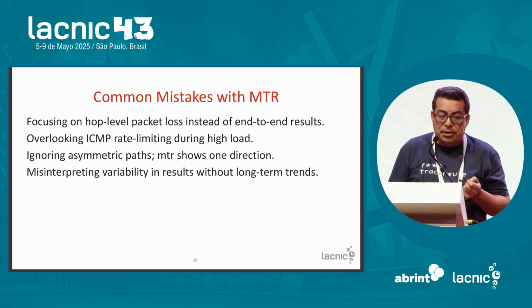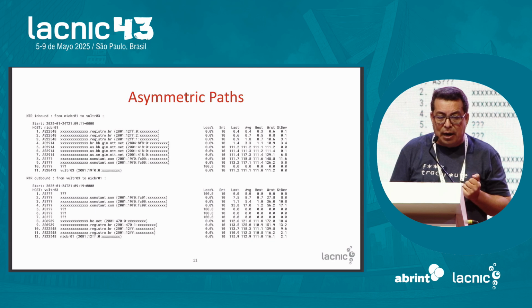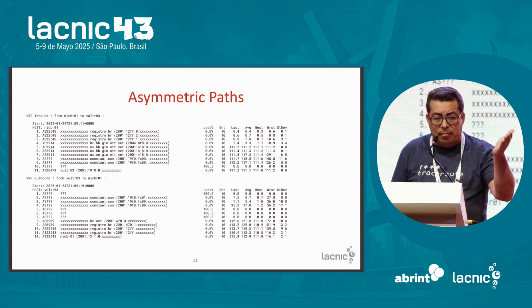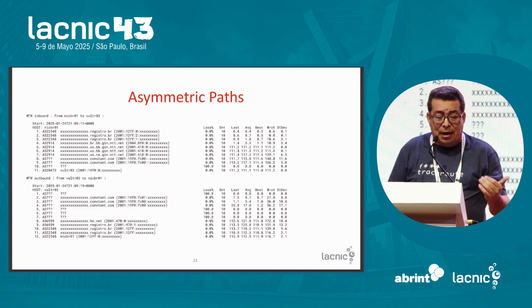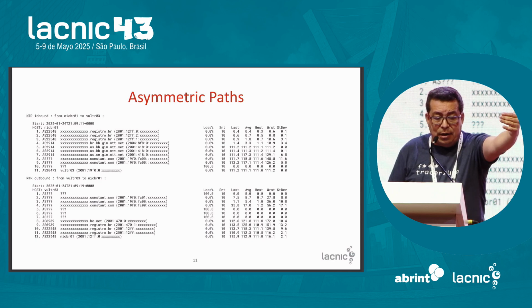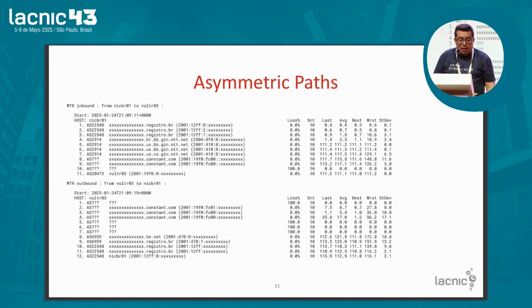Once again, these results can lead us to misinterpretations, particularly with asymmetric paths. Here I'm doing ping with two NL-NOG ring nodes. One is from NOG Brazil and one is from my company. And we can see here from NIC PR towards my enterprise, it follows one path. There's a packet loss of 100% in the second last. And from my virtual machine to the virtual machine of NIC BR, it follows a different path.